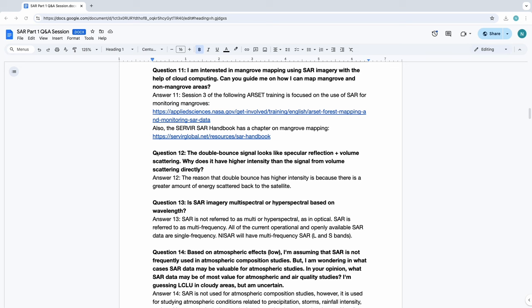Question 12, the double bounce signal looks like specular reflection plus volume scattering.